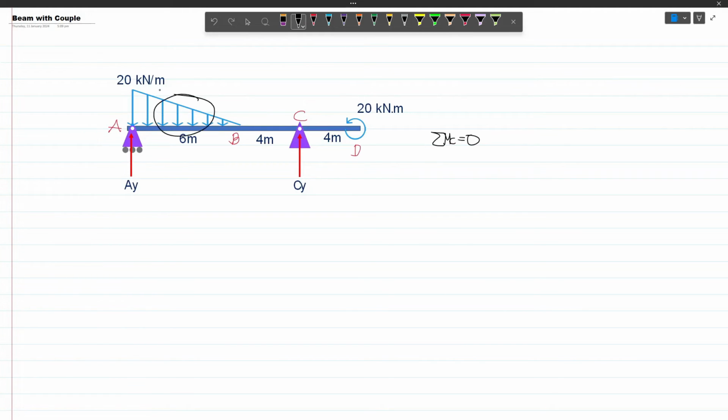Now let's first reduce our triangular load into a resultant force. That will be acting somewhere here. And then let's say this is the resultant. Now this resultant is just the area of the triangle. So that will be 1/2 times the base, which is 6 meters, multiplied by the height, which is 20 kN per m. And so m will cancel, and this will reduce into 3. So we have 20 times 3, which is 60. And so this will be our resultant force. And so I will just erase this one.